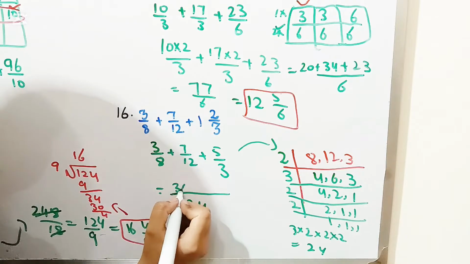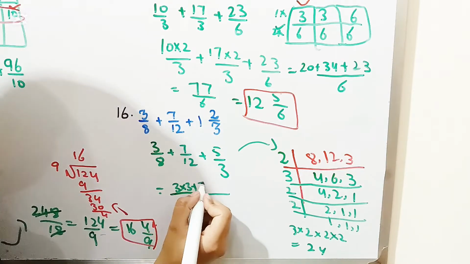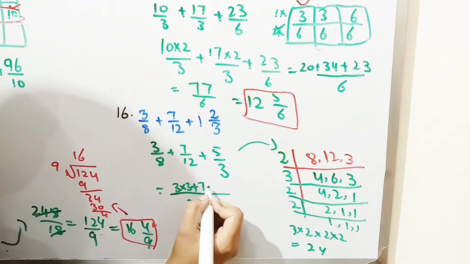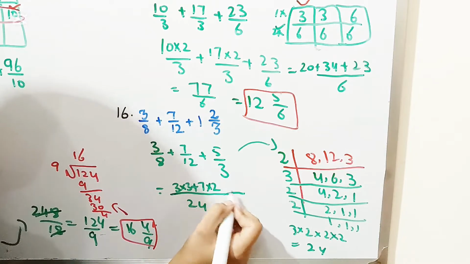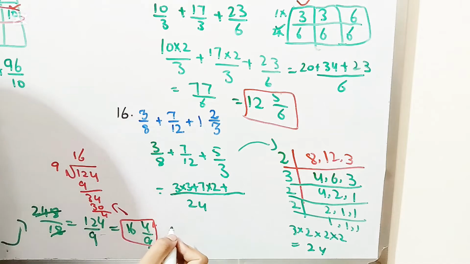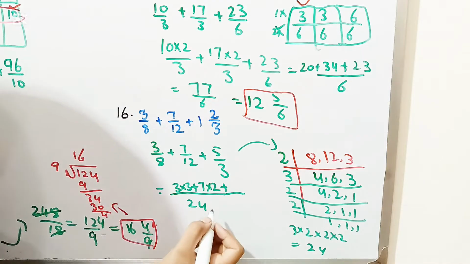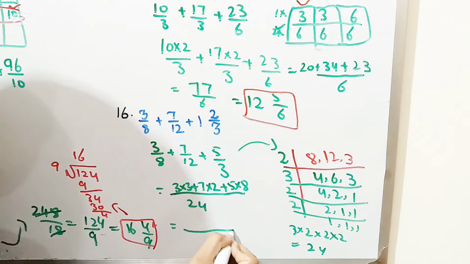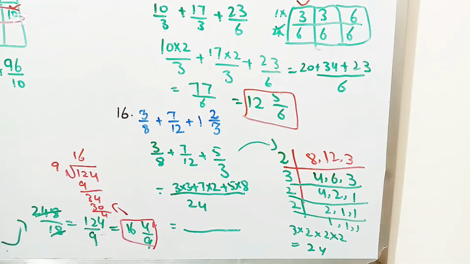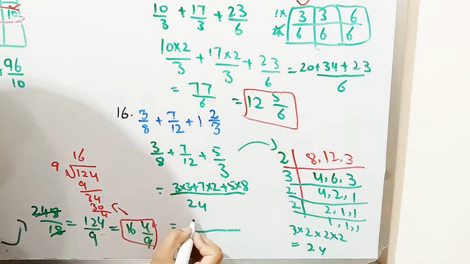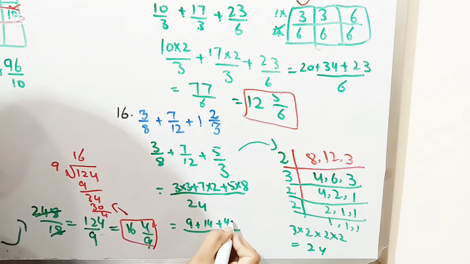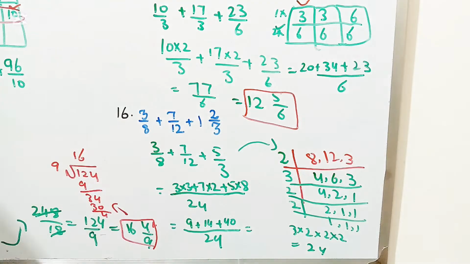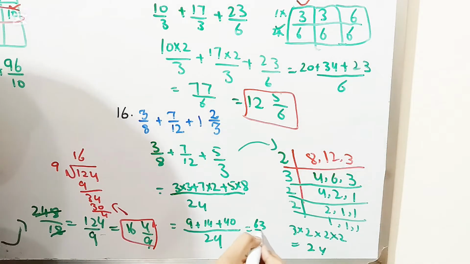Then we multiply 3 with 3. Then 7, 12 multiplied by 2 is 24. Then multiply with 2, then 3 8s are 24. Then I multiply 5 with 8. Now my answer is 3 3s are 9, 7 2s are 14, plus 5 8s are 40, 24. 63 by 24.